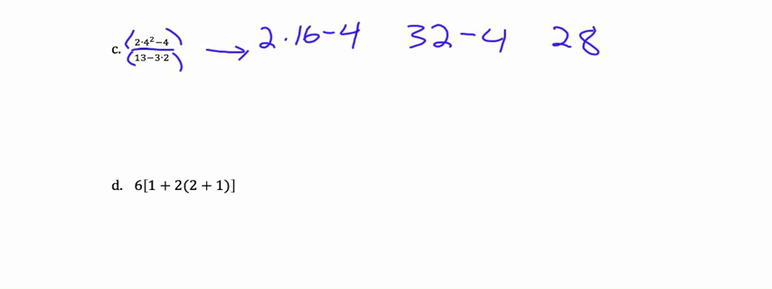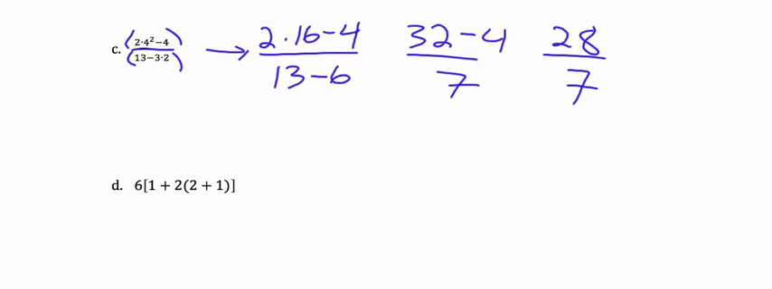In my denominator, there's no exponent, so I can just do my multiplication there first. And 13 minus 6 is 7. So I'm just going to bring that 7 all the way over. Now I can do 28 over 7, or 28 divided by 7. That's 4. Hopefully you got that one right.